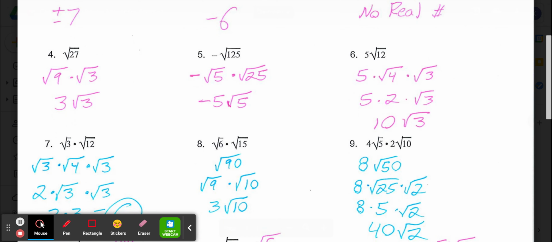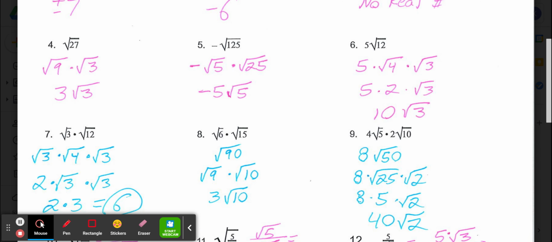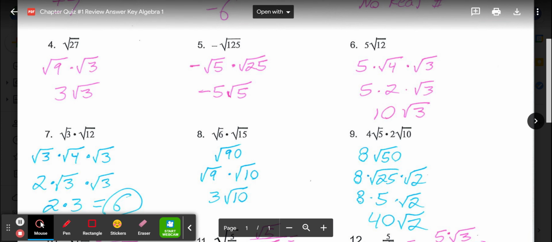Now our next row, 4, 5, and 6, we're simplifying our radicals as far as possible. So the square root of 27 can be simplified when we factor out the perfect square 9, because 9 times 3 is 27. So the square root of 27 is the same as square root of 9 times square root of 3. Square root of 9 is 3, so our final answer would simply be 3 square roots of 3.